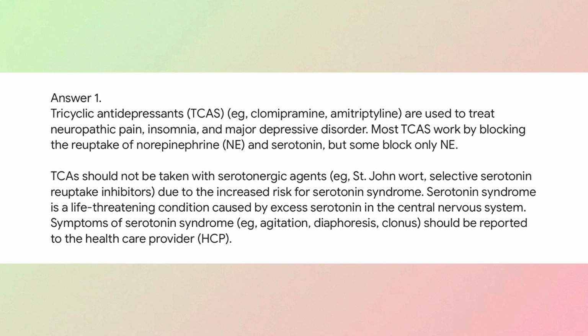Answer 1. Tricyclic antidepressants (TCAs), e.g., clomipramine, amitriptyline, are used to treat neuropathic pain, insomnia, and major depressive disorder. Most TCAs work by blocking the reuptake of norepinephrine (NE) and serotonin, but some block only NE.